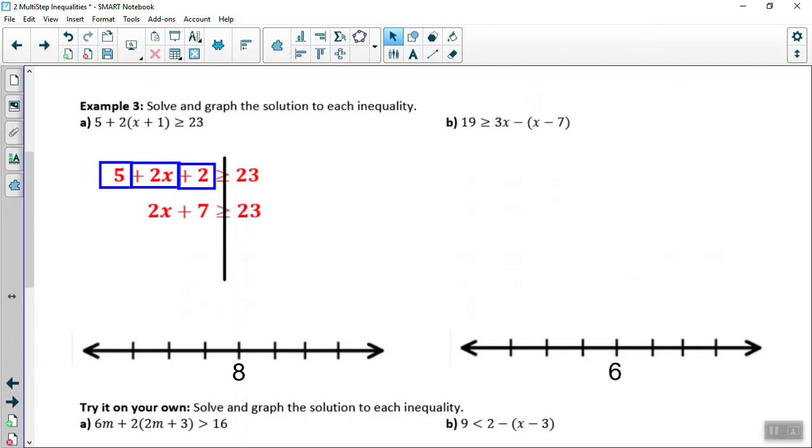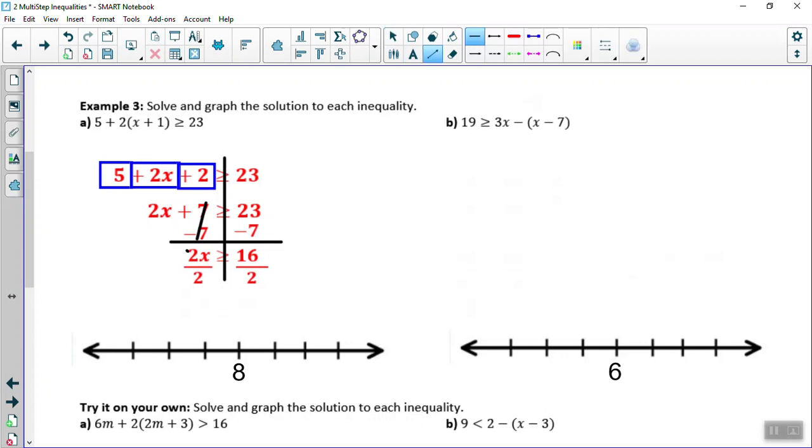I need to isolate my variable term, so I'm going to move that 7 over with the 23 by subtracting 7 on both sides. And when I do that, my 7's will cancel out. And then we have 2x is greater than or equal to 16. Can divide both sides by 2. And now we're left with x is greater than or equal to 8.